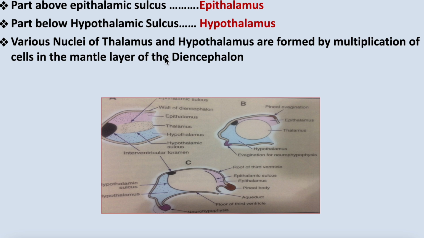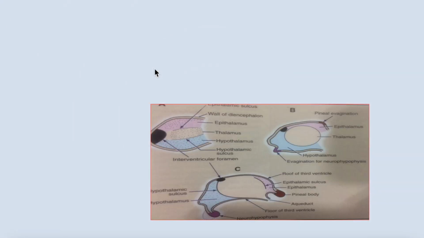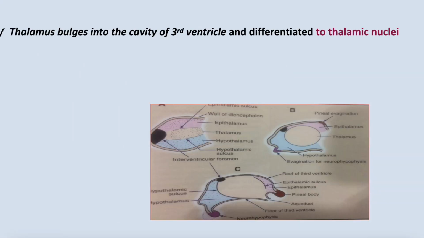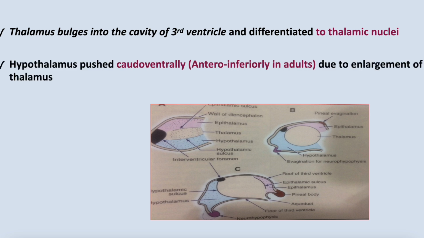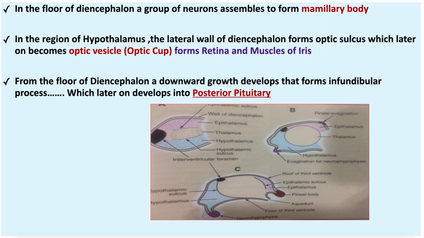Now the various nuclei of the thalamus and hypothalamus are formed by multiplication of the cells in the mantle layer of the diencephalon. The thalamus bulges into the cavity of the third ventricle and differentiates into the thalamic nuclei. The hypothalamus is pushed caudoventrally or antero-inferiorly in adults due to enlargement of the thalamus. In the floor of the diencephalon, a group of neurons assembles to form the mammillary body.